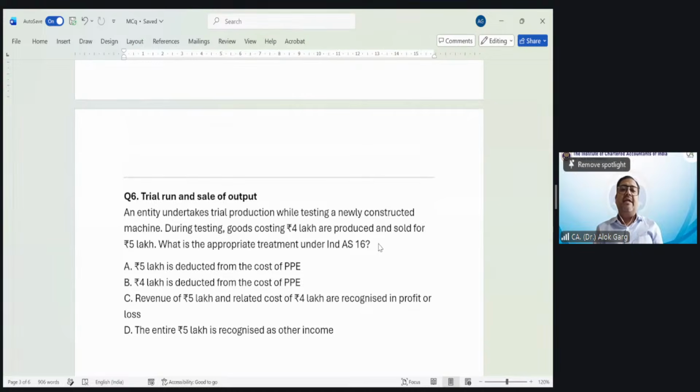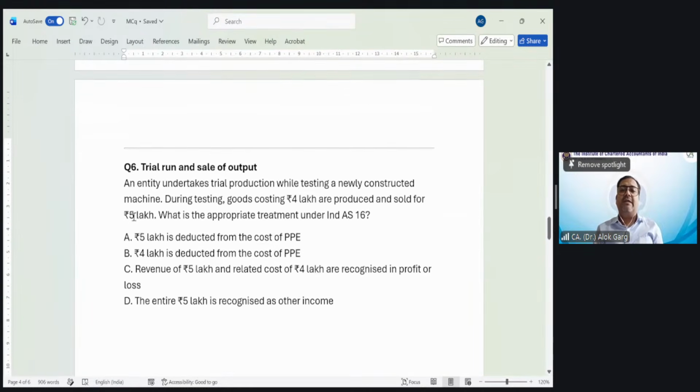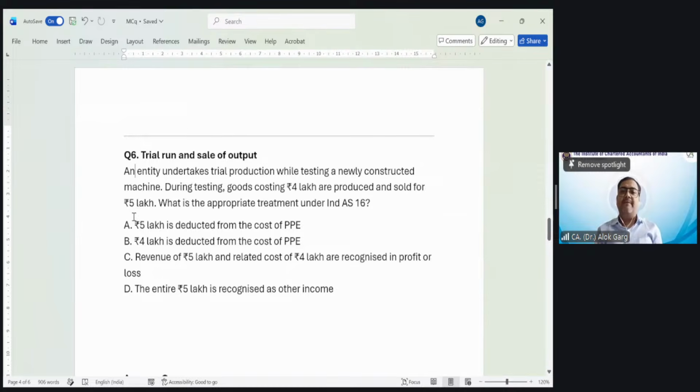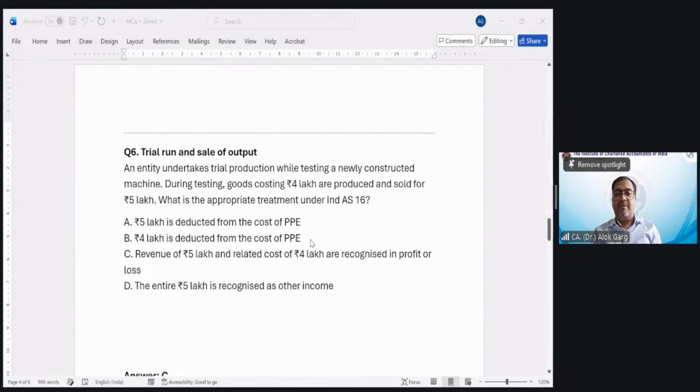Question number 6. An entity undertakes trial production while testing a newly constructed machine. During testing, goods costing 4 lakh are produced and sold for 5 lakh rupees. What is the appropriate treatment under Ind AS 16? 5 lakh is deducted from the cost of PPE. 4 lakh is deducted from the cost of PPE. Revenue of 5 lakh and related cost of 4 lakh are recognized in P&L. Entire 5 lakh is recognized as other income. Tell me what is the right answer. The cost of the goods sold was 4 lakh but sold at 5 lakh rupees. What is the right answer?